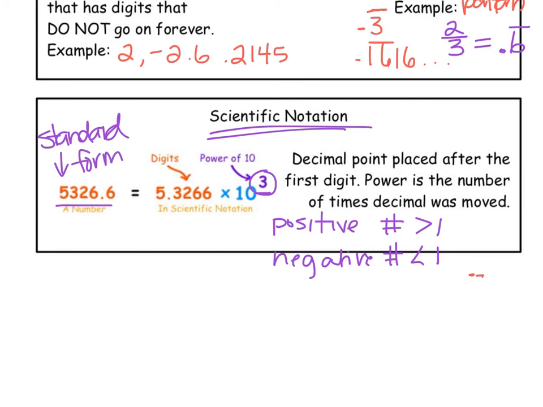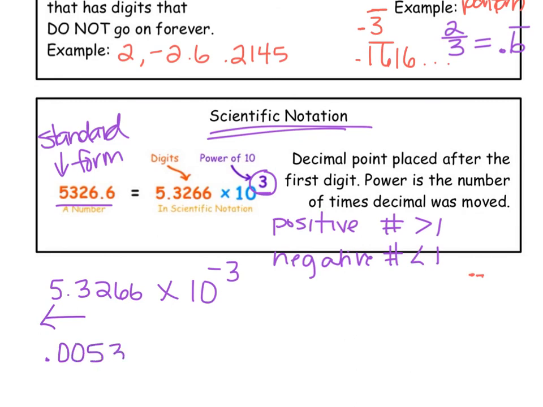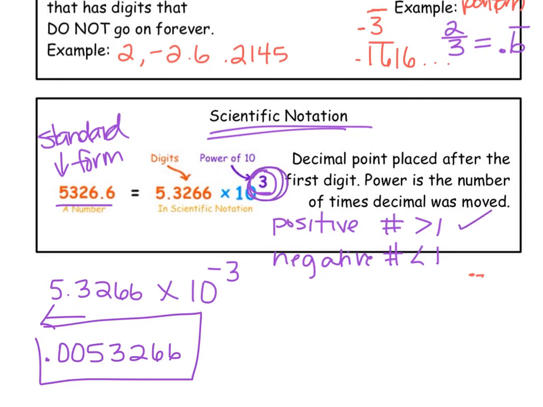So for example, if I had 5.3266 times 10 to the negative 3, I know that this is going to be a number that's less than 1, so I would take my decimal point and I would move it 3 places to the left. So that would give me 0.00532666. And this number is less than 1. And the most important thing about scientific notation is to know that if this is positive, your number is bigger than 1. If this is negative, your number has to be less than 1.